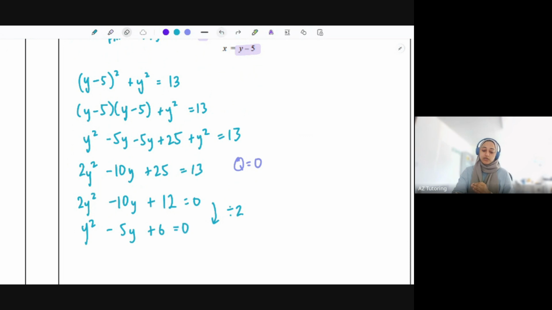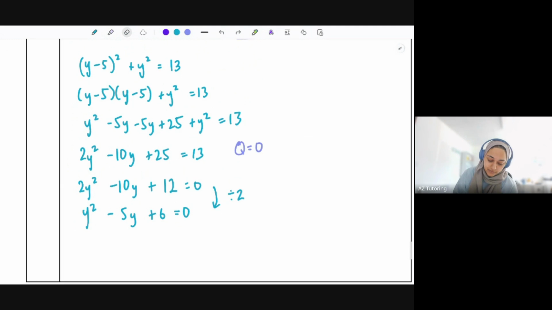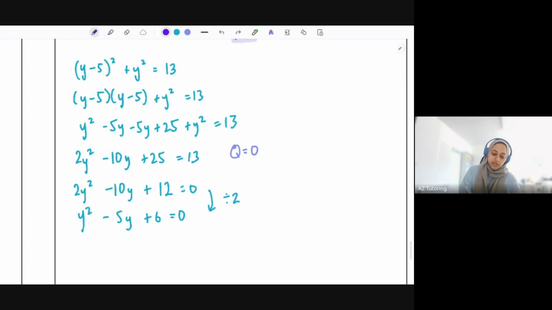So that's the rule. A lot of people get confused. How do I know when I can divide and times up an equation? If it is an equation, which means it's equal to something. If it's just an expression, you can't change that by a multiple. Okay, so to solve this, let's just try and factorize it.